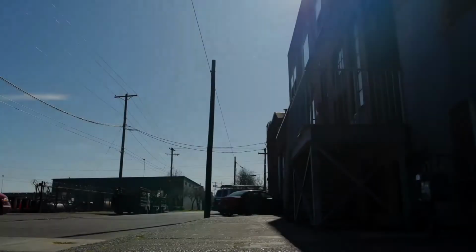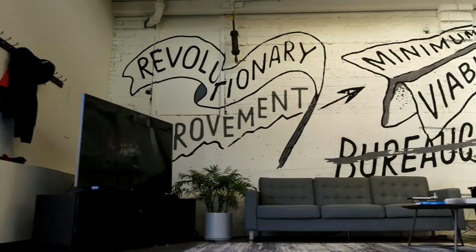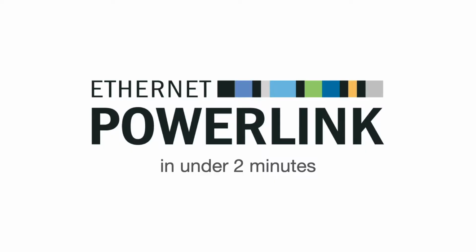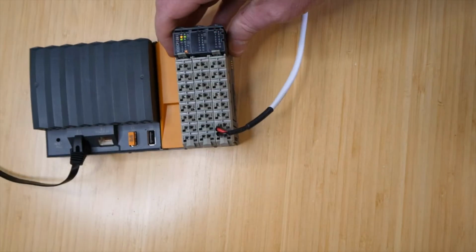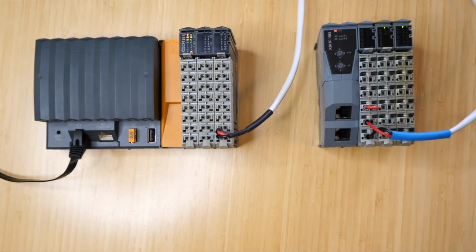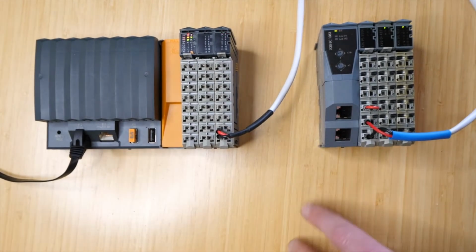No time for intros. This is Powerlink in under 2 minutes. Powerlink is a simple and powerful field bus protocol that allows you to wire together safety, motion, and PLCs very quickly. For this video, I'm using a VNR X20 PLC and an X20 Powerlink field bus controller.